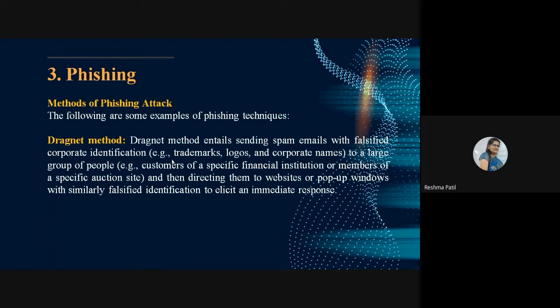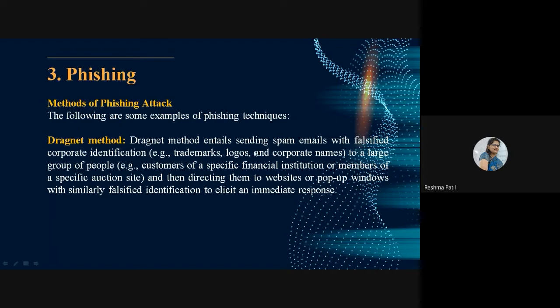For example, I am a user of SBI. I am a customer of SBI, so I know the logo of SBI. If that logo is coming in a mail, I will trust that this is the bank logo and they are sending this for security reasons. Yes, there is a security breach in SBI. If you want to secure your account, you have to click on this particular logo. So I will click because of this identification.